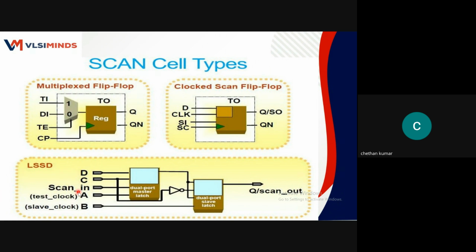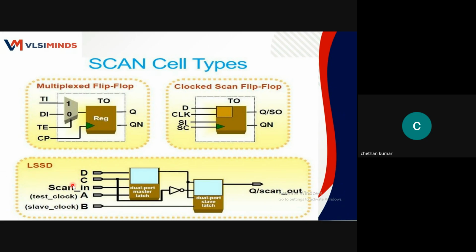Similarly, LSSD also works with master and slave latches. It is a construction of a master and slave combination. We have data, and we have a common clock which works on both. The clock is connected to both the master and the slave. And the scan input pin is applied to the master. To control this, we have two test clocks: the master test clock is different and the slave test clock is different.